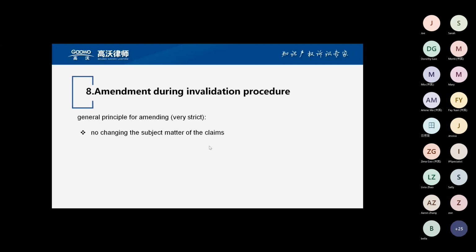The first is that you cannot change the subject matter of the claims. That means you cannot change a method claim to a device claim. You cannot change from a chair to a desk. This is a requirement. The second one, I think, is universal around the world. You cannot broaden the original claim scope. That means you can only narrow down or keep the same as the original claim scope.